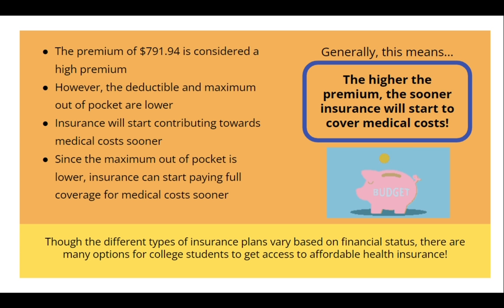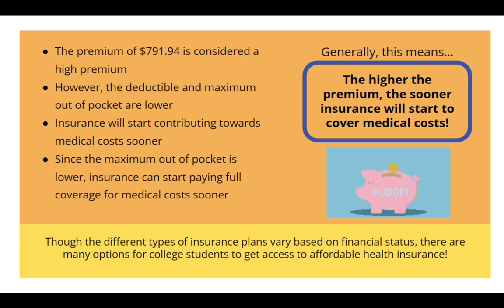Yet the deductible and maximum out-of-pocket are lower since it would take a long time to reach these costs, especially if you see a doctor a lot in 1 year. This means that insurance will start to contribute to medical costs sooner. So this generally means that the higher the premium, the sooner the insurance will start to cover medical costs.